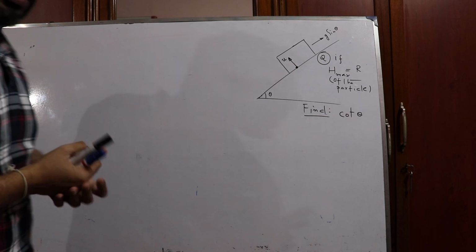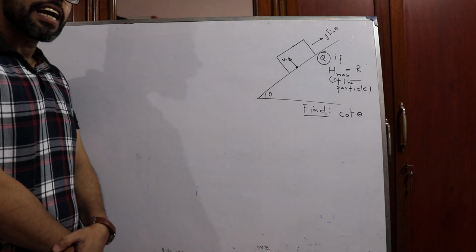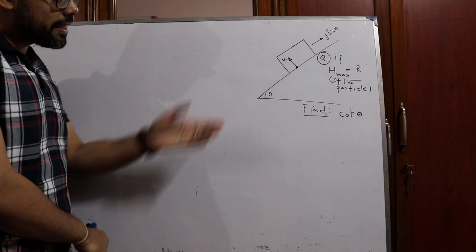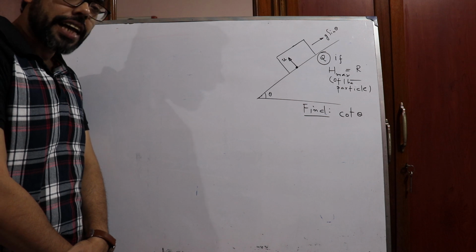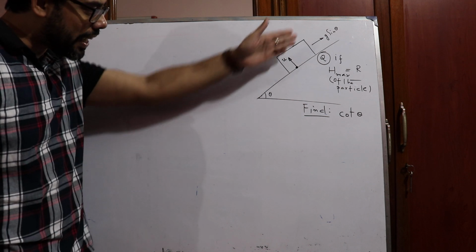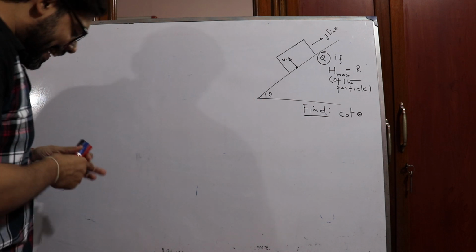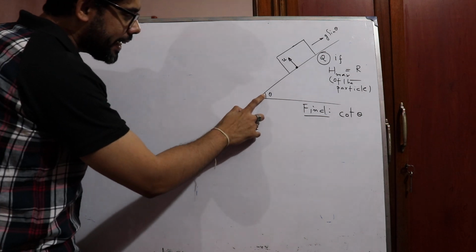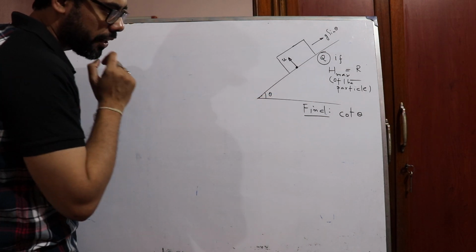Hello everyone. Today we will be discussing another new problem. This is a very interesting problem of projectile motion. So you have an inclined plane and this inclined plane is inclined at an angle theta with the horizontal.